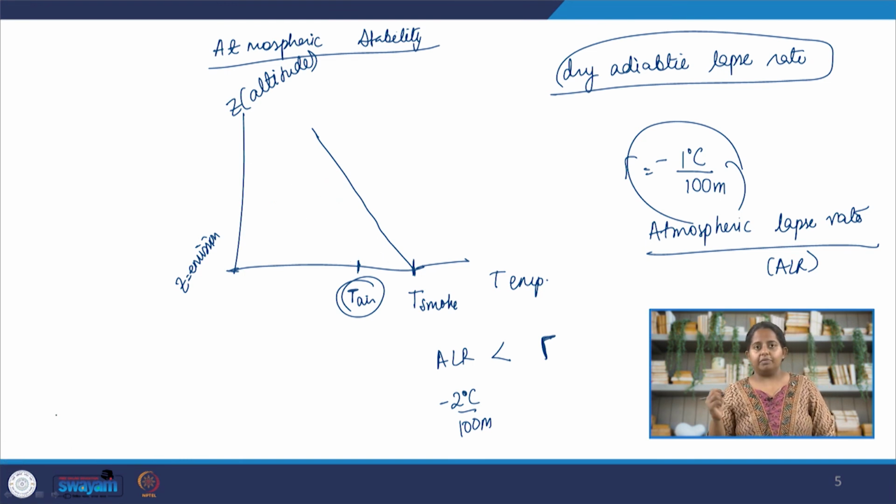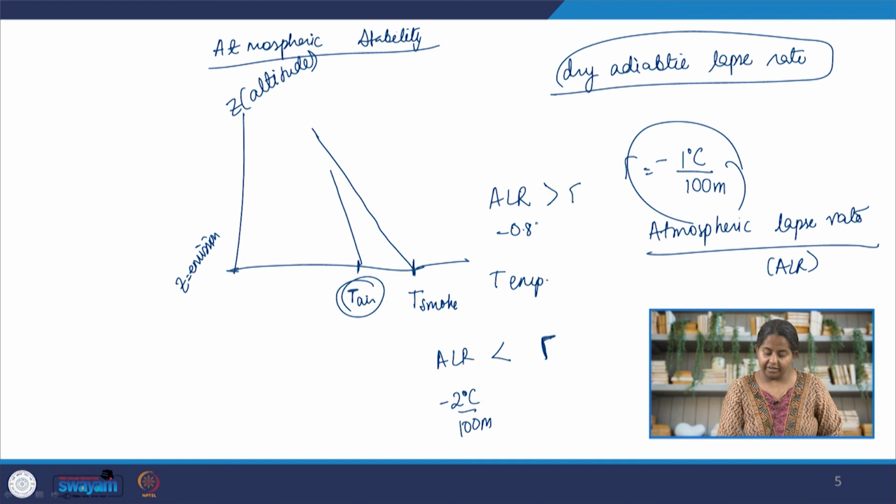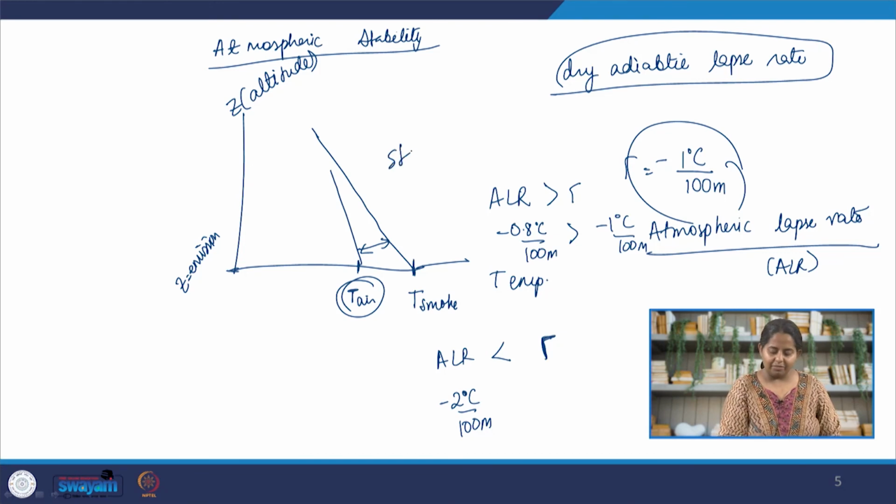which is when the environment is not cooling as fast as the smoke is. So, environmental lapse rate or atmospheric lapse rate is, let's say, minus 0.8 degree per 100 meter, whereas the dry adiabatic lapse rate is 1 degree per 100 meter. So, what's happening is that the thermal buoyancy is getting down. As the smoke rises, it notices that it is not as warm as compared to the air around it. So, its tendency to rise up and mix vertically goes down. So, in this case, we call it a stable environment.